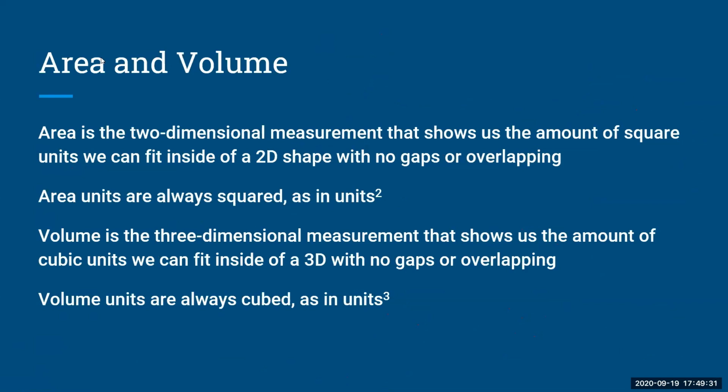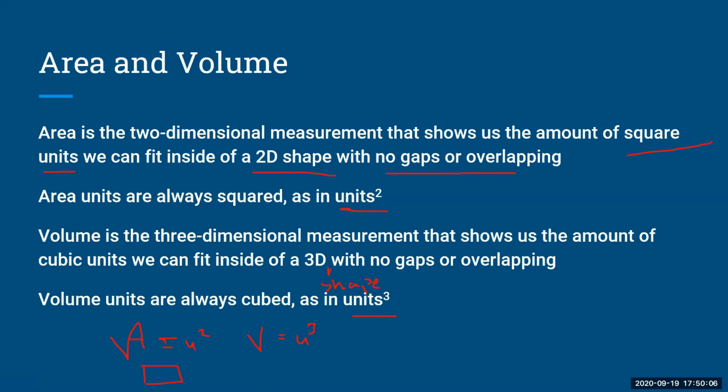Area and volume, you guys know area. 2-dimensional measurement shows us the amount of square units we can fit inside a 2D shape, with no gaps or overlapping. Area units are always squared, as in units squared. Volume is 3-dimensional and shows us the amount of cubic units we can fit inside of a 3D shape with no gaps or overlapping. And also, volume is always units cubed. Area is units squared. Volume is units cubed.